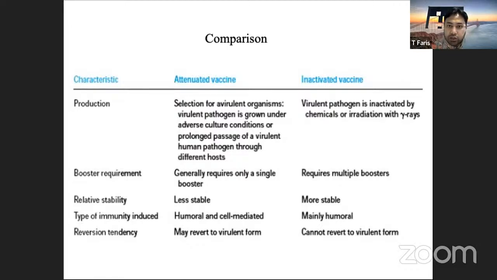If you compare the attenuated and the inactivated vaccine, they are different, but make sure you are not confused with this terminology. For the attenuated vaccine, selection for an avirulent organism means that the virus can no longer cause any disease. The virulent pathogen is grown under adverse culture conditions, with prolonged passage of virulent human pathogens through different hosts, and they require only a single booster.